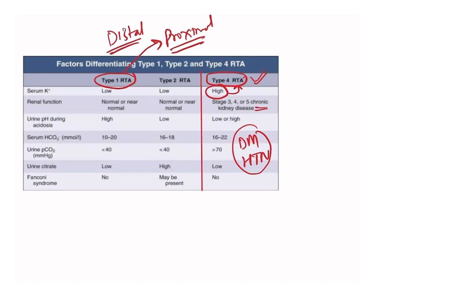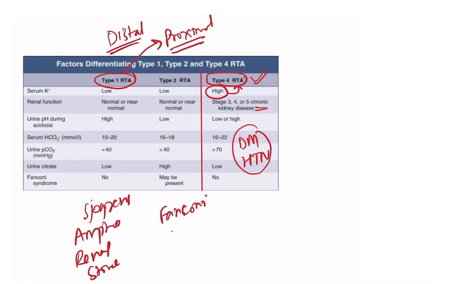First of all, if they give in history that the patient is of Sjogren's syndrome, or if patient is on amphotericin B, or if the patient has history of renal stones, then the answer could be type 1 RTA. On the other hand, if they mention that the patient is of Fanconi syndrome, then the answer could be type 2 RTA.